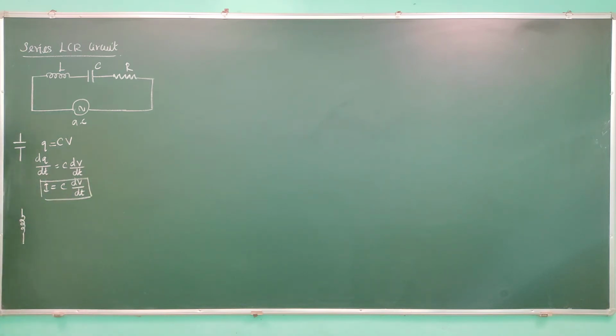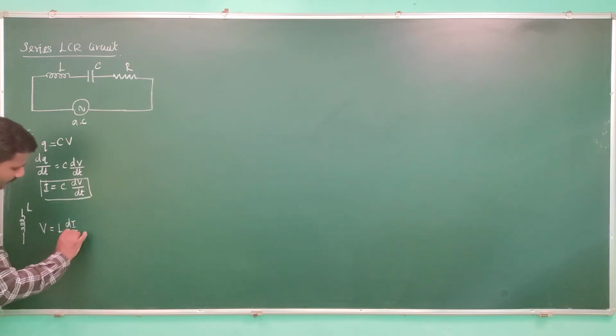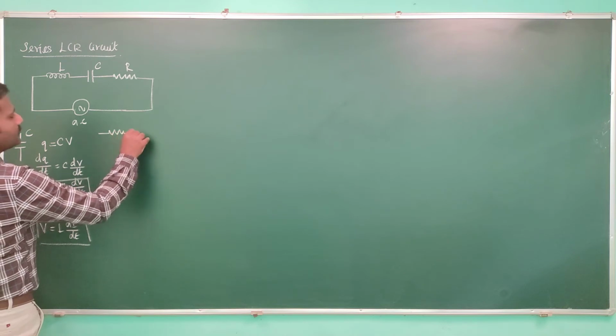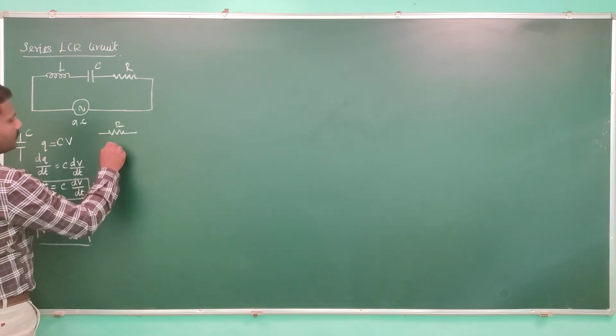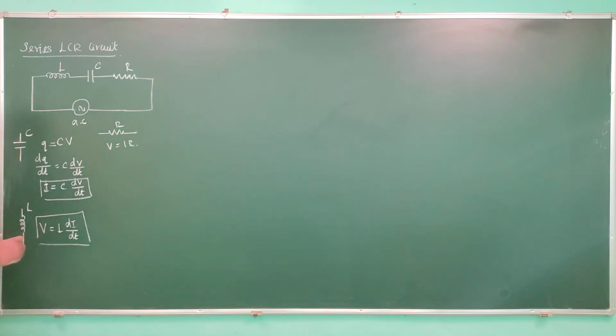Similarly, we have the relation for the inductor: V is equal to L into di by dt. And for a resistance, we can write V is equal to I times R. Okay, so these are the known relations.